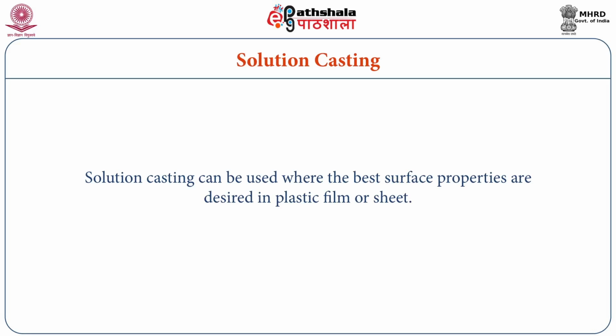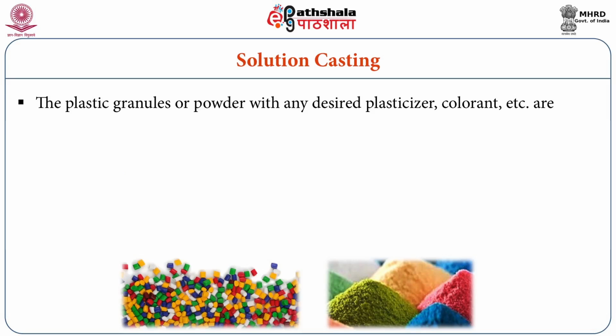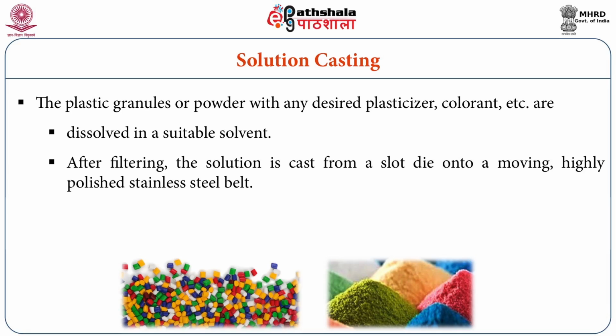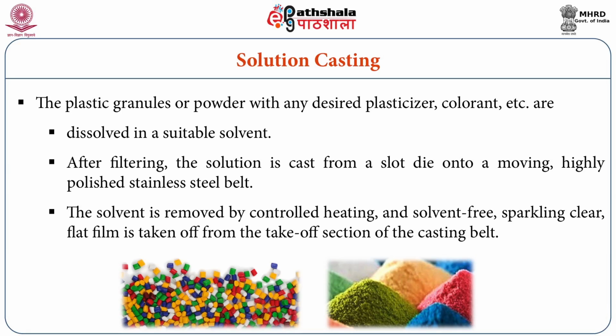Next method is solution casting. It can be used where the best surface properties are desired in plastic film or sheet. The plastic granules or powder, with any desired plasticizer, colorant, etc., are dissolved in a suitable solvent. After filtering, the solution is cast from a slot die onto a moving, highly polished stainless steel belt. The solvent is removed by controlled heating and the solvent-free, sparkling, clear, flat film is taken off from the take-off section of the casting belt.